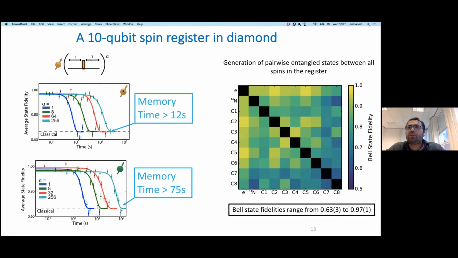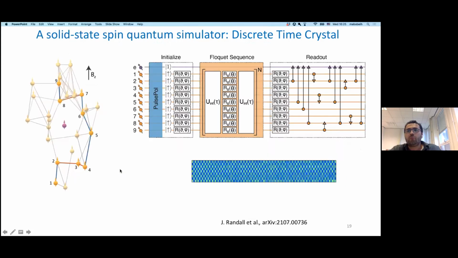What we did is we demonstrated pairwise entangled states between all the spins in the register. We also showed that the nuclear spins in this register can be used as excellent quantum memories with coherence times more than 10 seconds for the carbon-13 spins, and more than a minute for the nitrogen nuclears. We also used different nuclear spins in the device as a quantum simulator, and we used that to demonstrate a many-body localized discrete time crystal. You can find more about this in this recent paper.